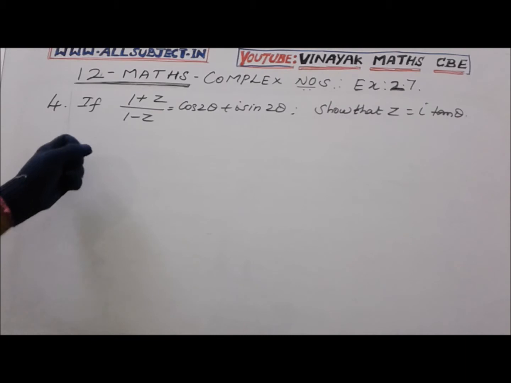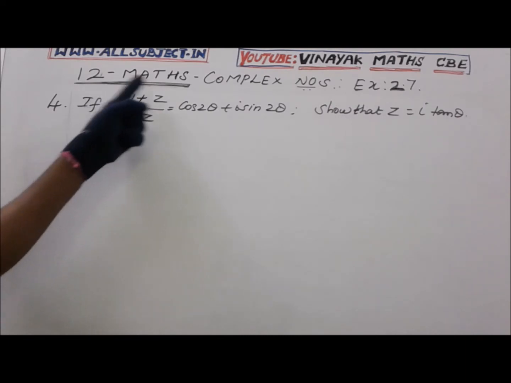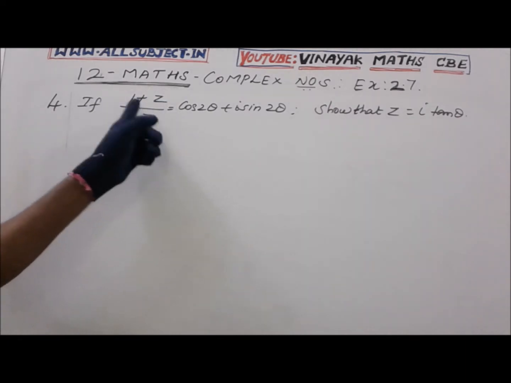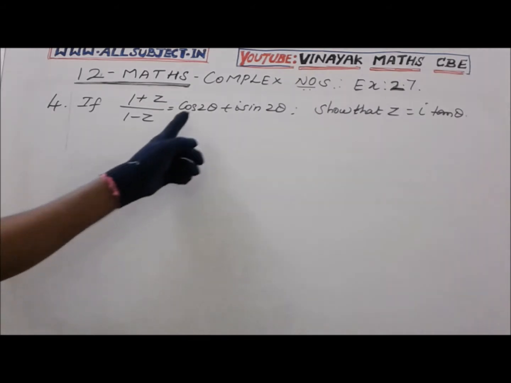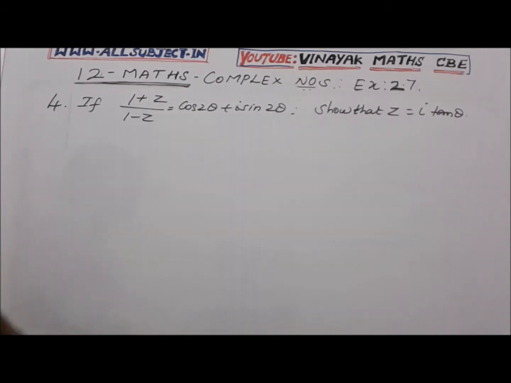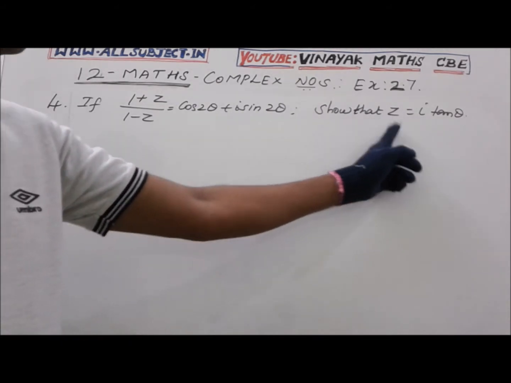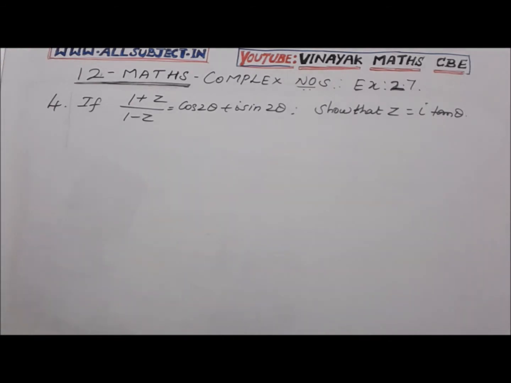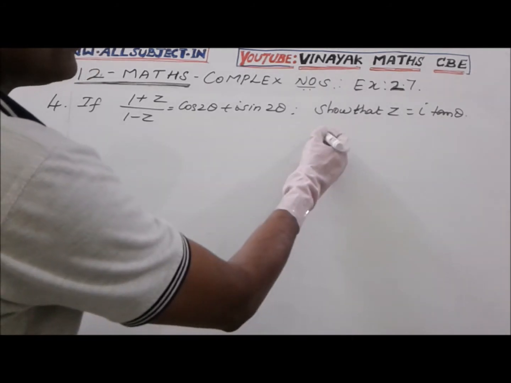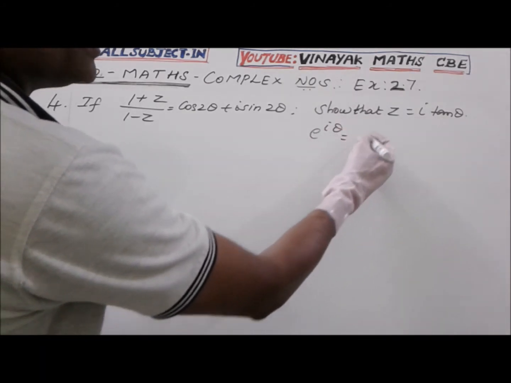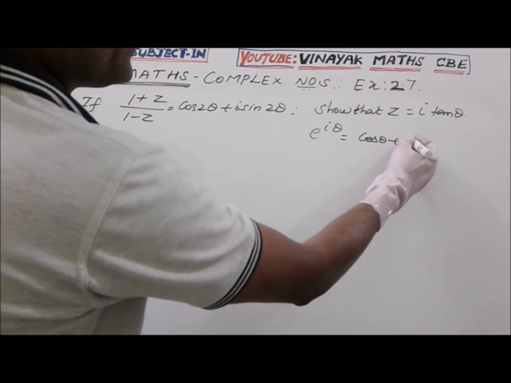Question number 4. Given (1 + z) by (1 - z) equal to cos 2 theta plus i sin 2 theta, prove that z equal to i into tan theta. Show that z equal to i into tan theta. Now before entering this, we will have some ideas about Euler's form. First of all, we know that e power i theta equals cos theta plus i sin theta.